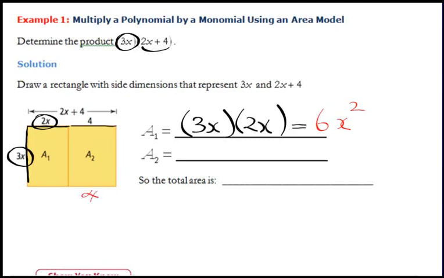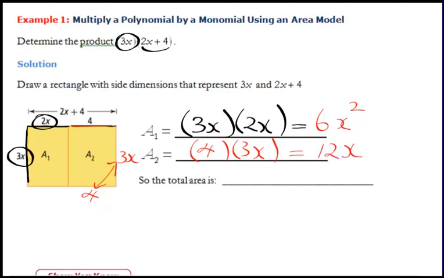Right, let's look at the second area. Now, the width, of course, is 4. And the height, or the length, whatever way you think about it, is the 3x, isn't it? So what are we going to have here? We're going to have 4 times 3x. Multiplying the coefficients, 4 times 3 is 12x.